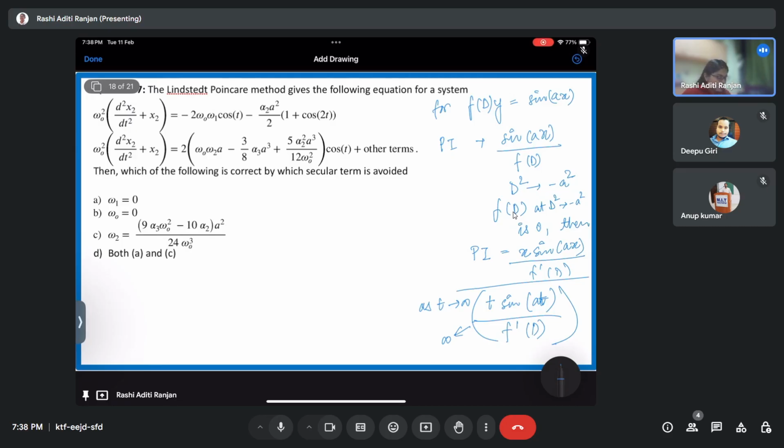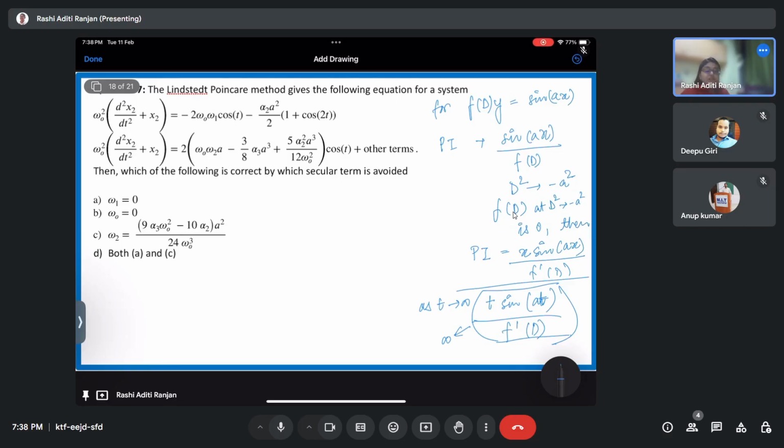So if the expression is of this kind, it is actually giving me a wrong solution. It is actually giving me a wrong idea about my system dynamics. So in that case, I try to avoid such terms if they exist. How will I avoid them? I'll tell you.